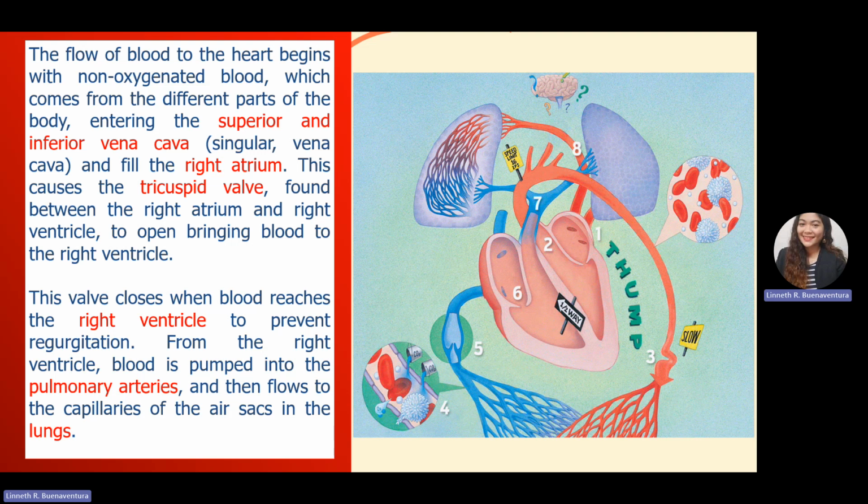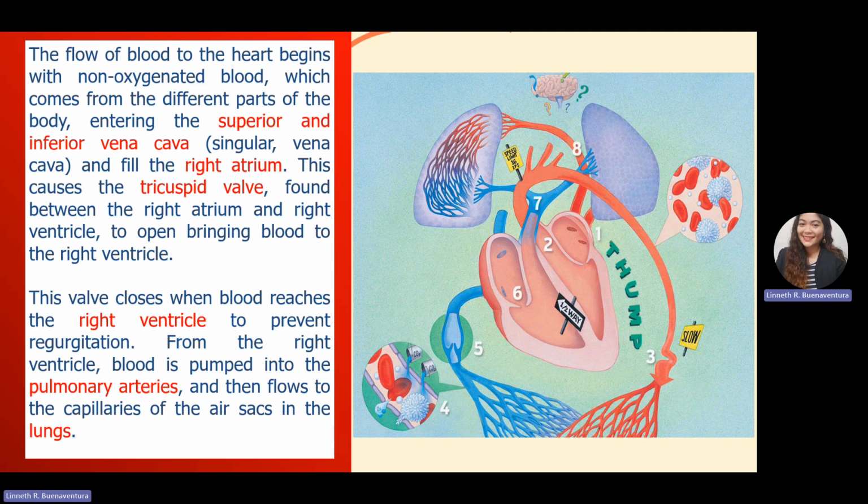The right ventricle will pump the blood. Before it pumps the blood, the tricuspid valve will close. It is important for the tricuspid valve to close to prevent any backflow of blood. The valve closes when blood reaches the right ventricle to prevent the backflow, or regurgitation. From that right ventricle, it will pump the blood to the pulmonary arteries.